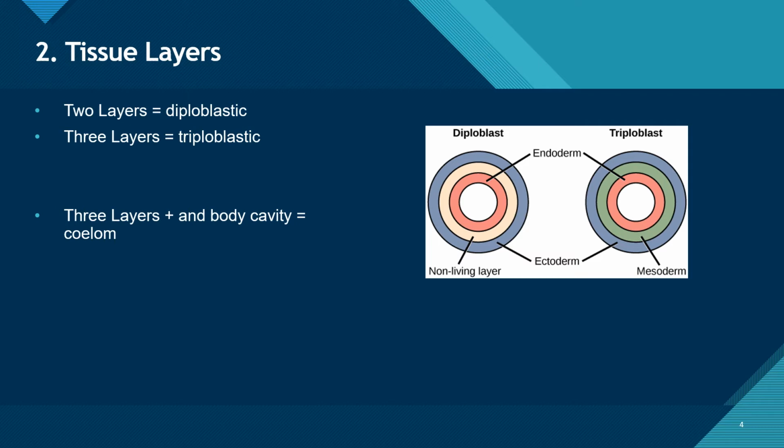The next way we classify things in Kingdom Animalia is the tissue layers. We have 2 layers, which is diploblastic, and the other one is 3 layers, which is triploblastic. So this is like the amount of tissue an animal has. Each part has an endoderm and an ectoderm, and here are the different layers. You can see that there's a clear difference between the amount of layers that they have. And let's say, for example, they have 3 layers and a body cavity. This would be known as a coelom.